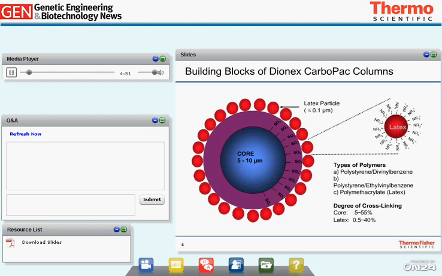I should say that all of these ion exchange materials can be operated over a large pH range, typically at least from 0 to 14. This is not possible with silica-based reverse phase materials, which typically have a much narrower pH range.